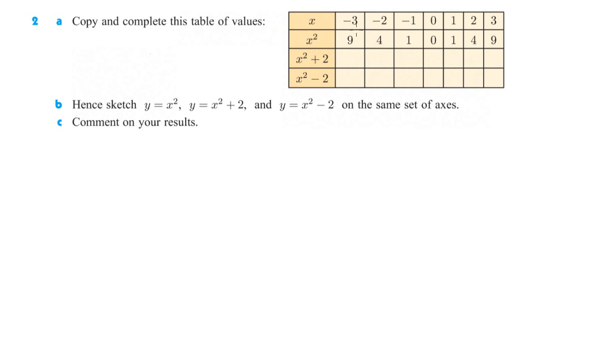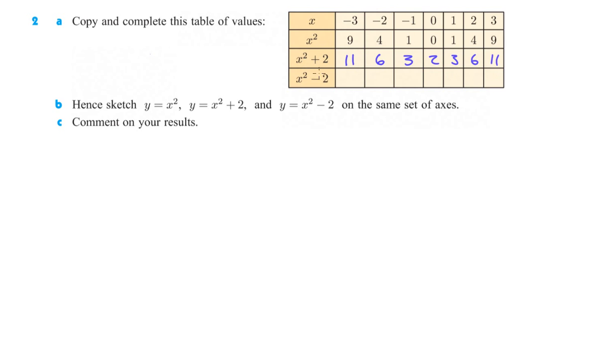They actually already did the x squared for you. Negative 3 squared is 9, negative 2 squared is 4, and so forth. Now if x is negative 3, we plug it in here: negative 3 squared is 9, and then we're just going to add 2. So really we're just adding 2 to this whole row. 9 plus 2 is 11. 2 squared is 4, plus 2 more is 6, and so on: 3, 6, 11.